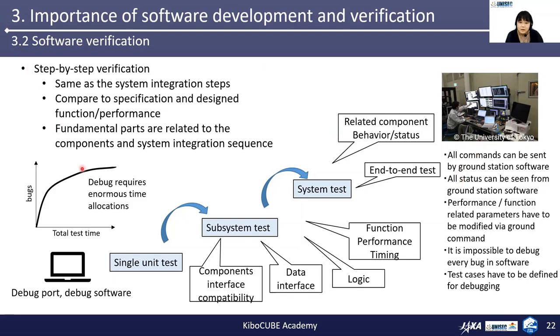In addition, as summarized in this figure, it is impossible to debug every bug in the software, but we can see the implementation or verification sequence validity by checking the accumulated number of software bugs. This case has to be defined for debugging, and it is recommended to be related to the actual operation. In this way, the implemented flight software verifies its functions or performance.